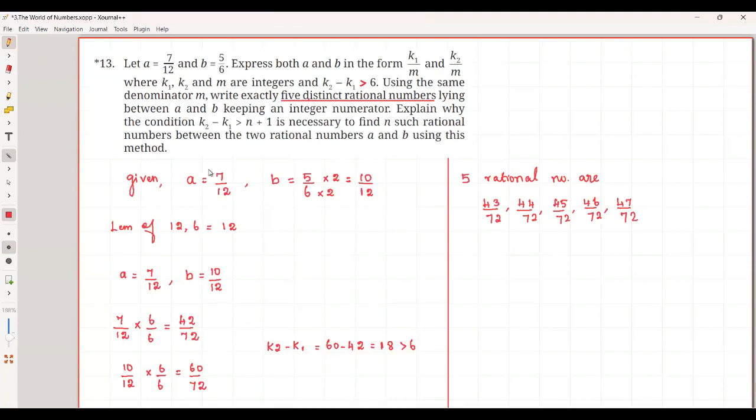We have already done many questions like this. Now, second part: explain why the condition K2 minus K1 is greater than n plus 1 is necessary to find n rational numbers between the two rational numbers a and b using this method. Why should this condition be satisfied? K2 minus K1 should be greater than or equal to n plus 1. If you want to find 5 rational numbers, we are multiplying with the next number, 6. Why should this condition be applied? Let me explain.